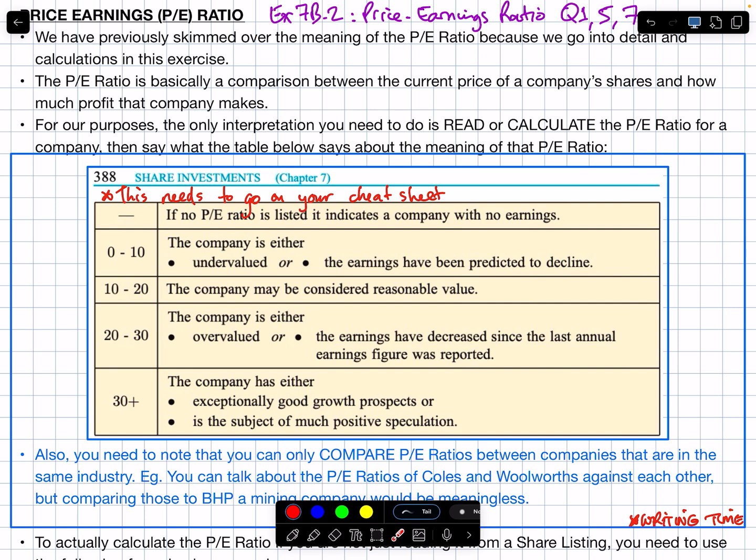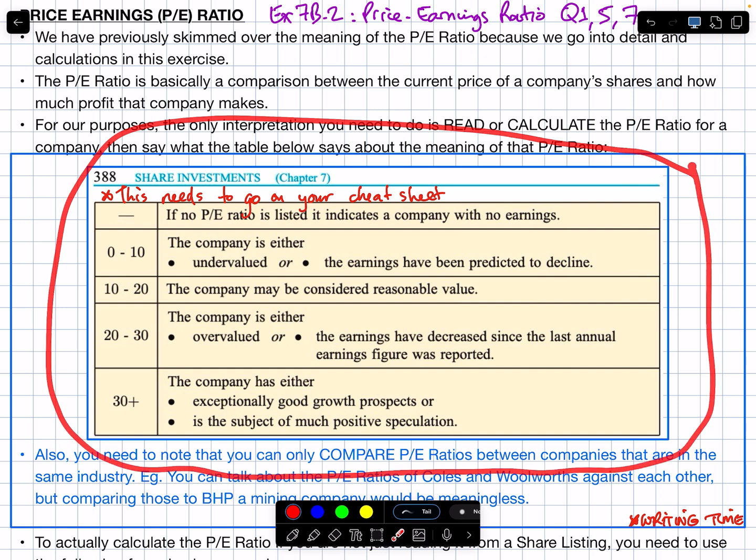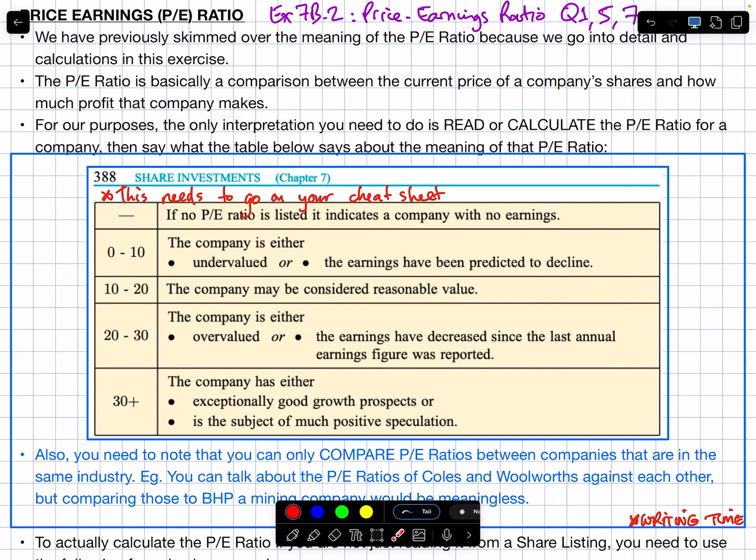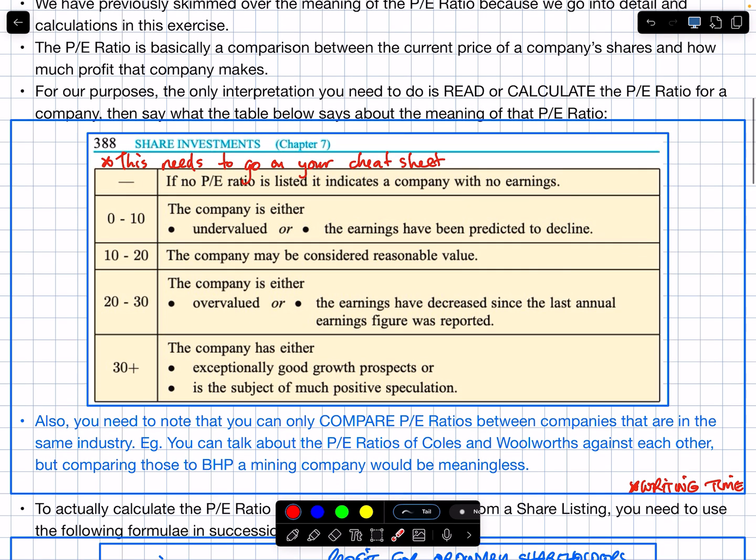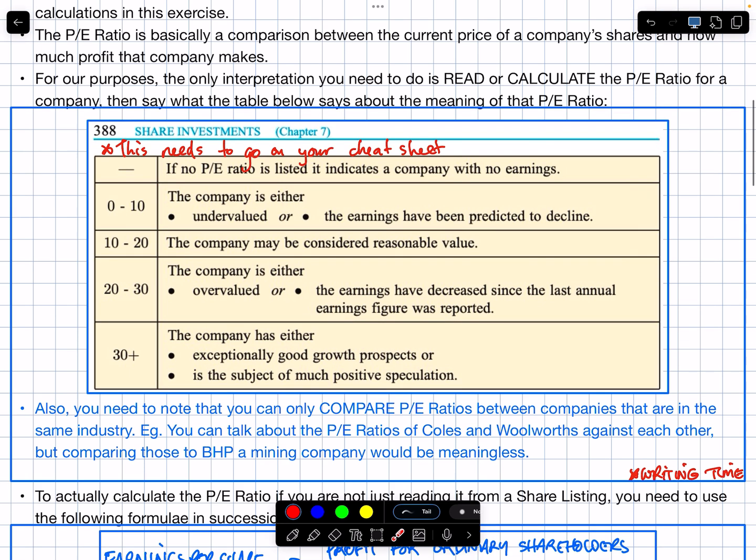I don't need you to get that down because the only way that you need to deal with PE ratio is look at the PE ratio number, look at this table, and just tell me what it says. That's all you need. You don't need all this interpretation up here, but I teach it because I want to teach in full, okay? For our purposes, the only interpretation you need to do is read or calculate the PE ratio for a company, then say what the table below says about the meaning of that PE ratio.